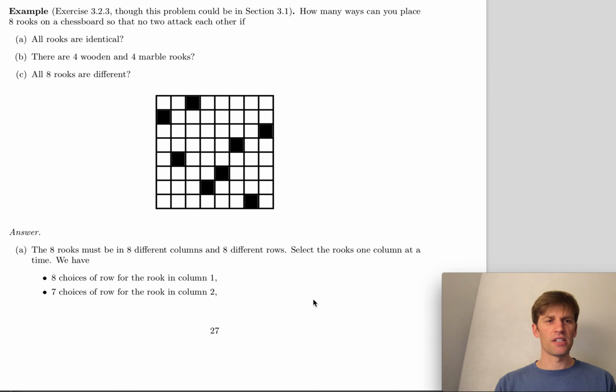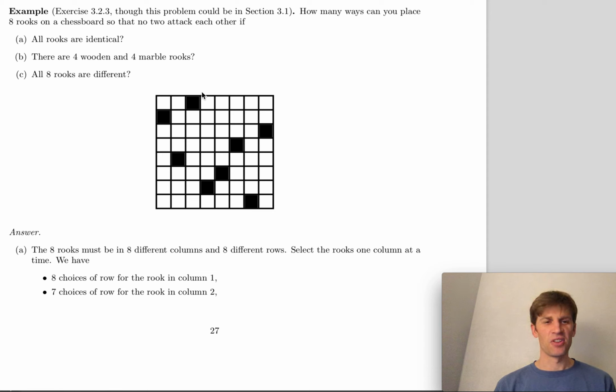So the question is as follows, 3 parts, and we'll start with part A. How many ways can you place 8 rooks on a chessboard so that no 2 rooks attack each other if, part A, all of the rooks are identical?